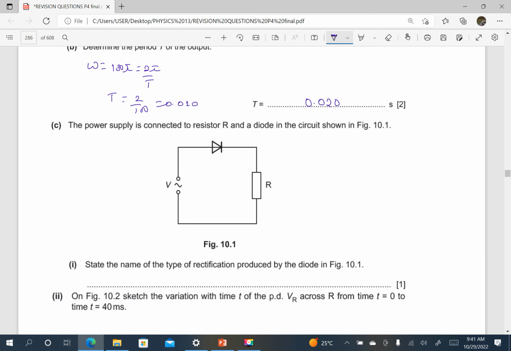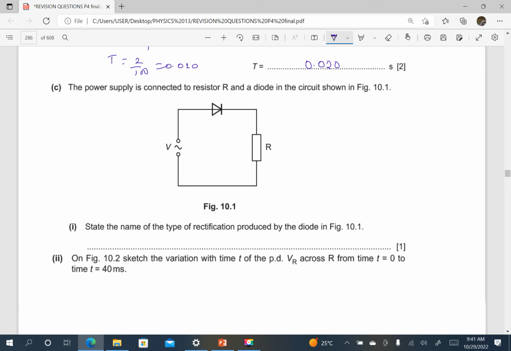The power supply is connected to a resistor R and a diode in the circuit as shown here. State the name of the type of rectification produced by the diode. This is automatically half wave. Half because it's a single diode which allows only one half of the cycle to have a voltage. So this is going to be half wave. That is half wave rectification.